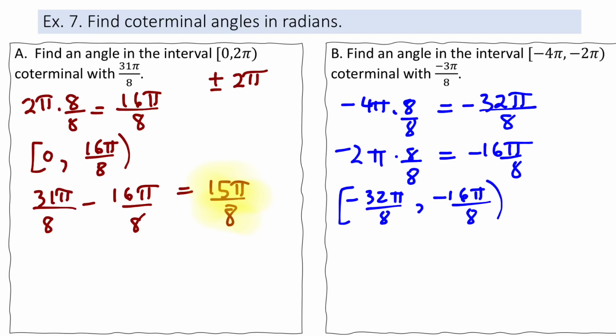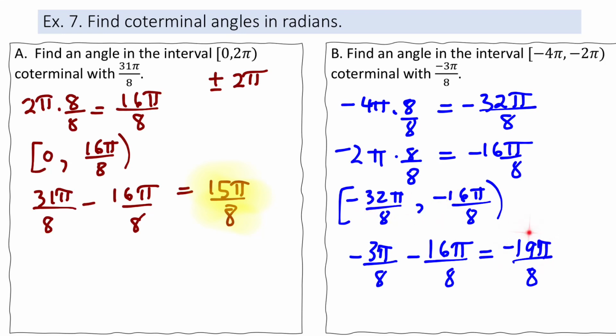All right, so I've got negative 3 pi over 8 that I'm working with. So it needs to go down lower than that to get within the range I'm interested in. So I'm going to have to subtract 2 pi, so that would be 16 pi over 8. So that's negative 19 pi over 8. All right, that's definitely between negative 16 and negative 32. So this angle here will work.